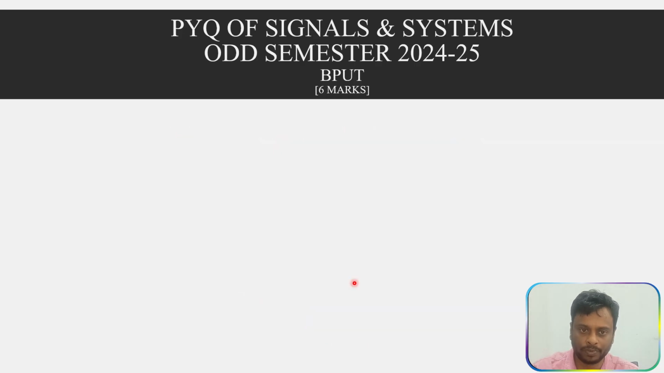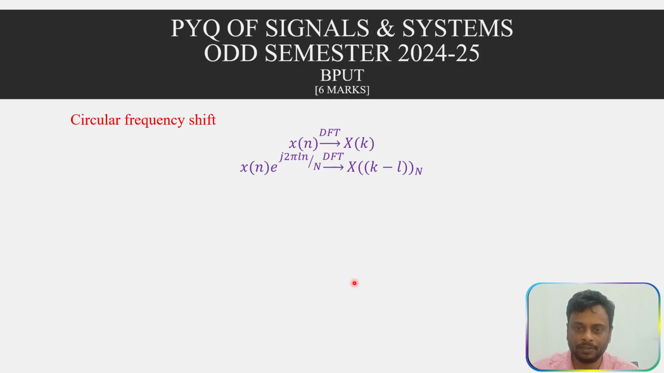This is our fourth property. I have included some more. So it is circular frequency shift. For x of n, the DFT is x of k. For x of n into e to the power j 2 pi ln divided by n, the DFT is your x of (k minus l) mod n. So let us prove this. The DFT of x of n e to the power j 2 pi ln divided by n.